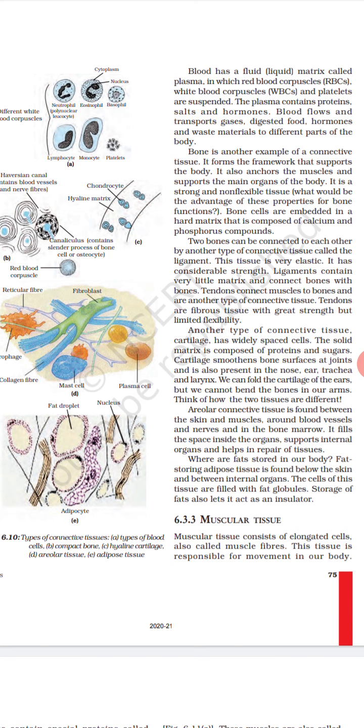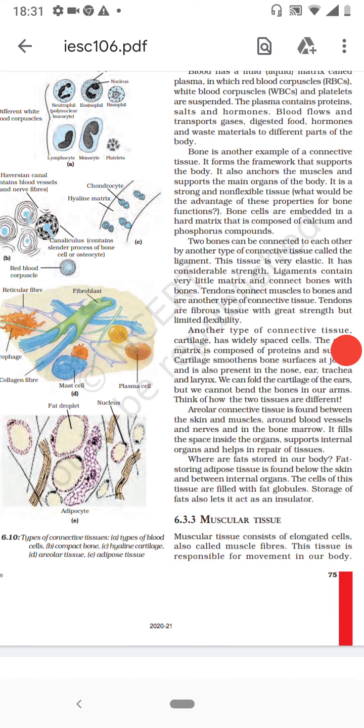It is a fluid-like substance. So it is a fluid connective tissue that links different parts of the body. It helps to maintain the continuity of the body, as it contains plasma, blood cells and platelets suspended in it. Plasma also contains proteins, salts and hormones.